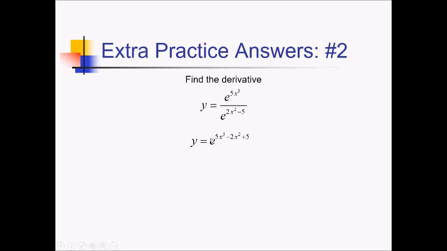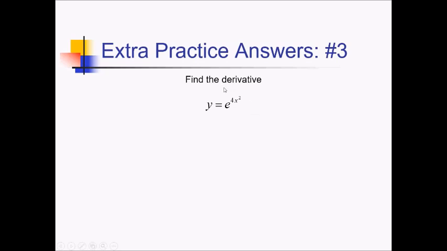So a derivative of e to the something is going to be e to the something times the derivative of the something. So that's going to be 15x squared minus 4x in parentheses here. And that's done.